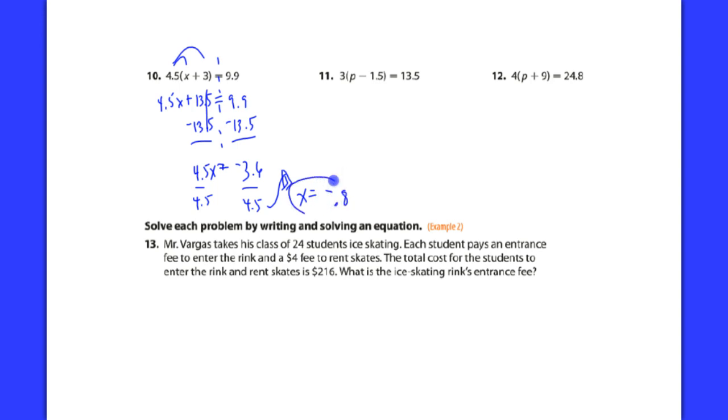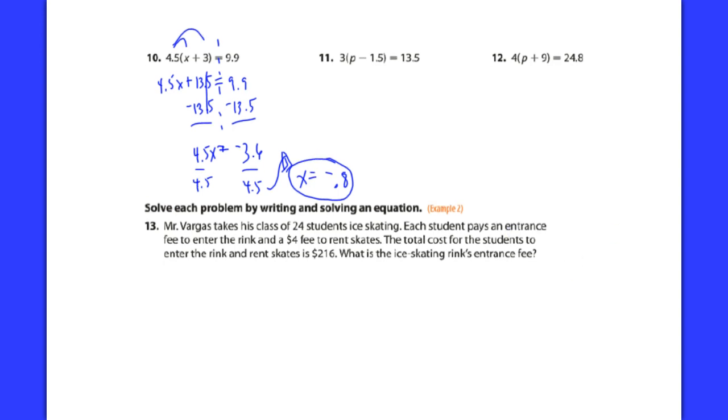So obviously calculators are going to be really handy for problems like that. If you have decimals in the question, you do the same thing. The process is exactly the same. You just might want to have a calculator handy to make your life easier.